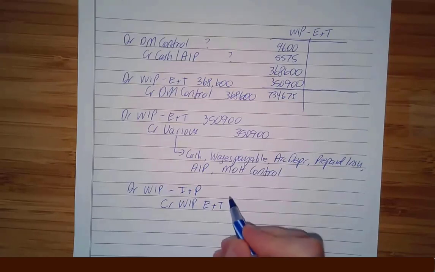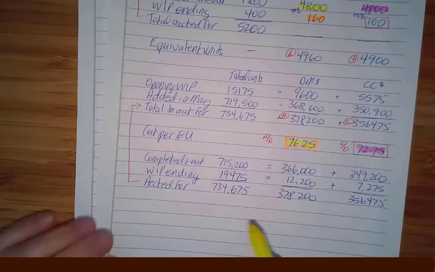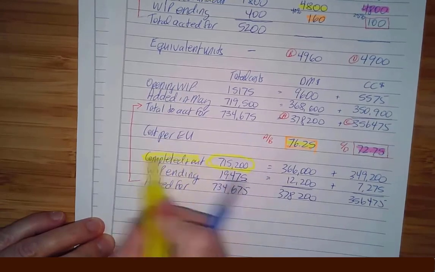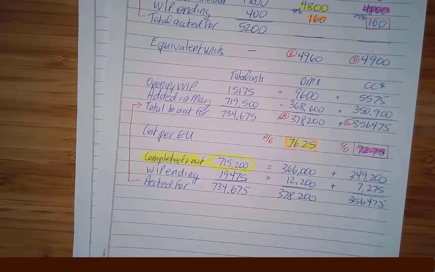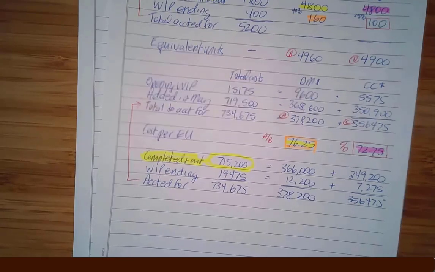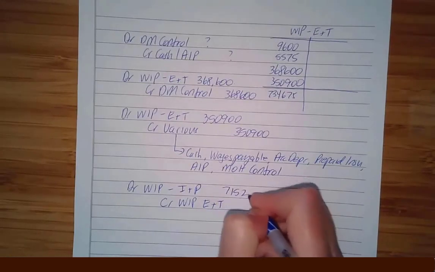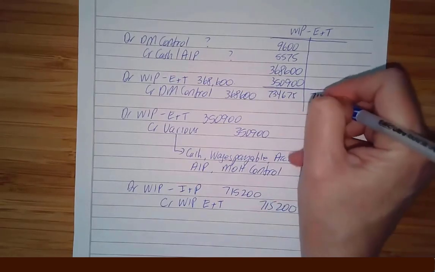Now, what is the value that I have to transfer out of E&T and into INP? Well, we calculated that. It's this number right here. I'm going to highlight it, because this is the completed and out. And if it's completed and out, then it has to be transferred either into the next department, which is what we're going to do here, or into finished goods. 715,200. So I'm going to take 715,200.